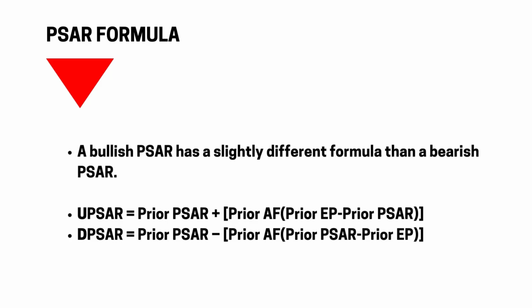And I've called it the UpSAR and the DownSAR, as you can see there. The UpSAR equals the prior PSAR plus the prior AF in brackets, times the prior EP minus the prior PSAR, and then there's the slight change for the down bearish trend. So we want to know what those variables stand for, so let's get into those.